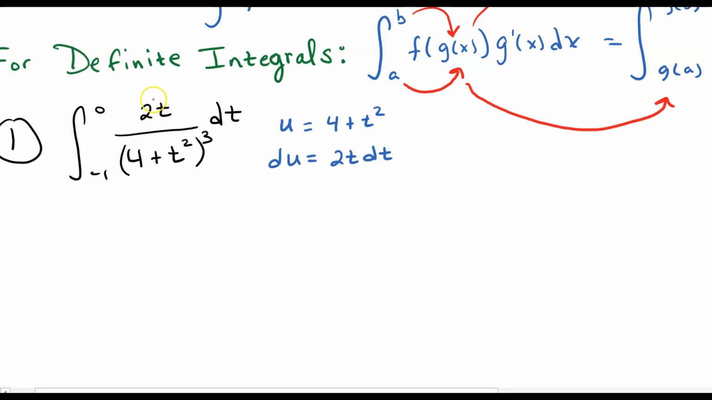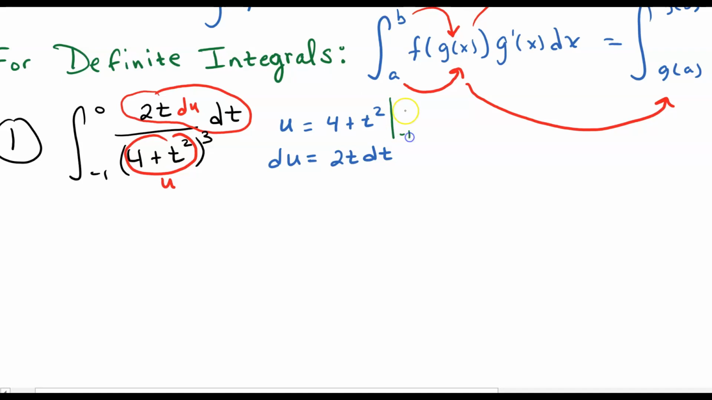So what we see here is that this 2t dt represents du, and this in the denominator represents u. And now we are going to adjust the limits of integration. Let me go ahead and do that and show you what I mean.